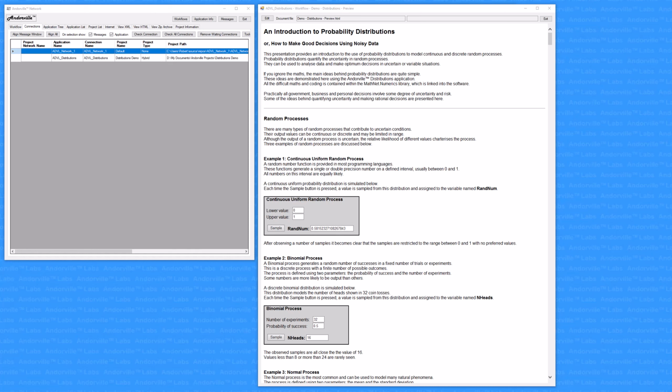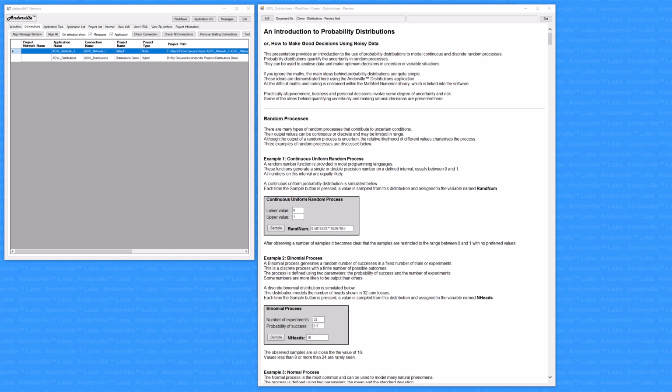This presentation provides an introduction to the use of probability distributions to model continuous and discrete random processes. Probability distributions quantify the uncertainty in random processes. They can be used to analyze data and make optimum decisions in uncertain or variable situations. If you ignore the maths, the main ideas behind probability distributions are quite simple.